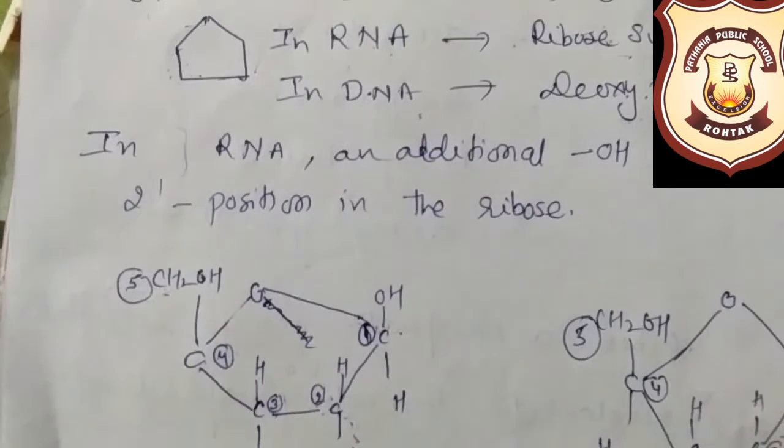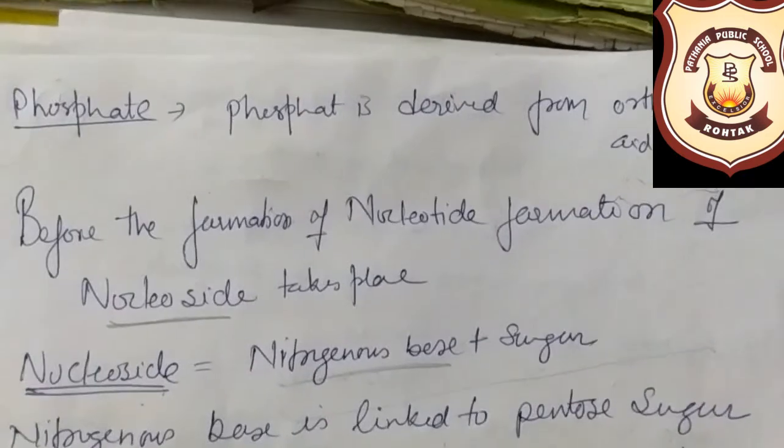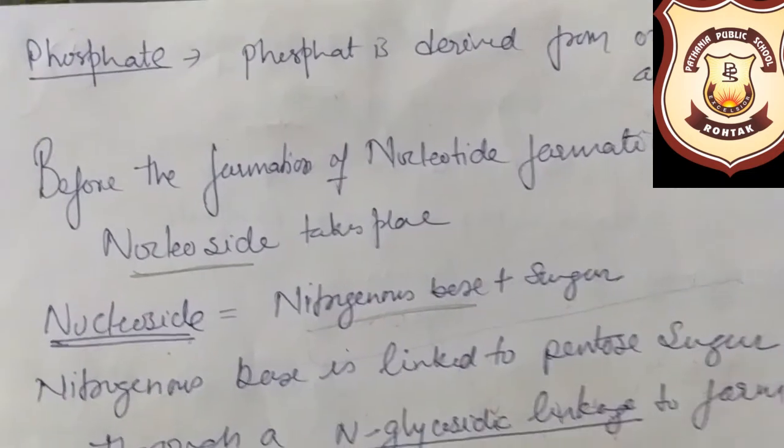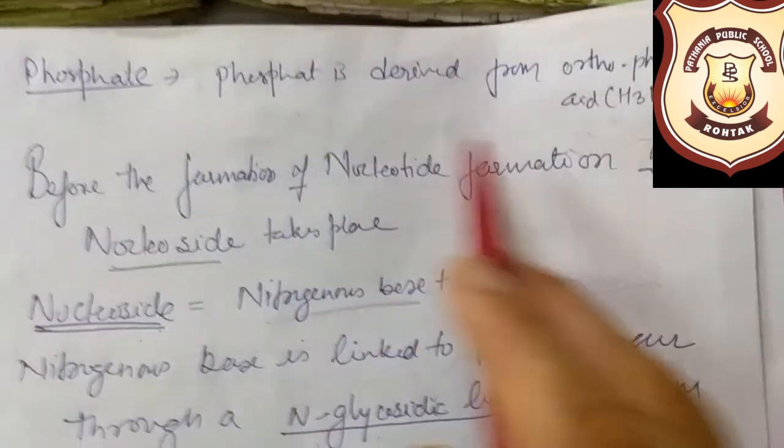Now we are coming to the third component of the DNA, and the third component is phosphate, and this phosphate is actually derived from phosphoric acid. This is only what we are supposed to understand.